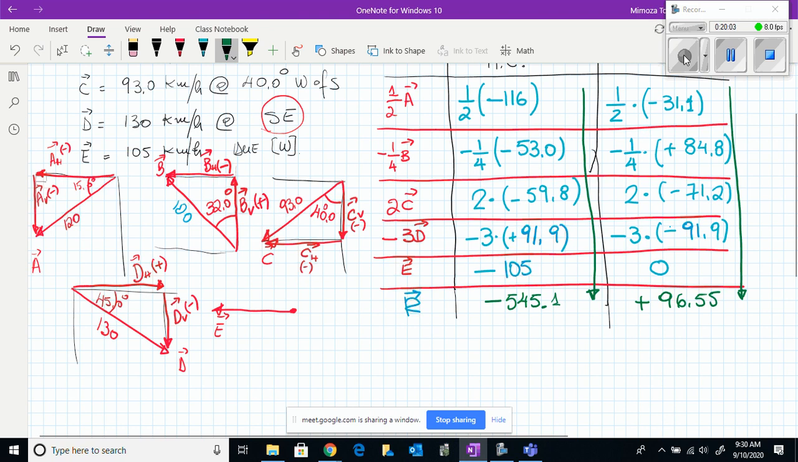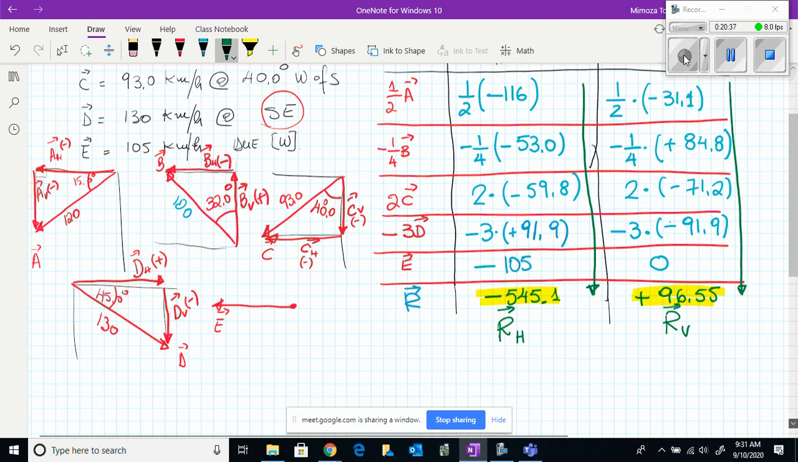I would prefer you to follow me with your calculator. So if there is something that I'm doing wrong or a mistake, then please let me know. Those two numbers are the horizontal component and the vertical component of the resultant. So this is the horizontal component of the resultant, and this is the vertical component of the resultant.